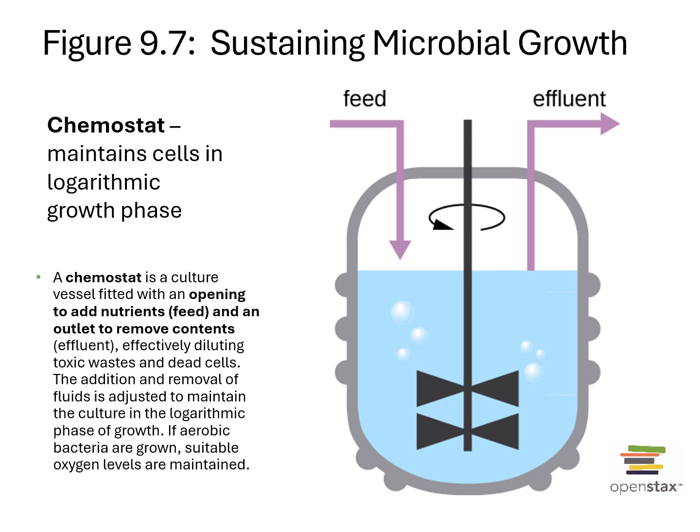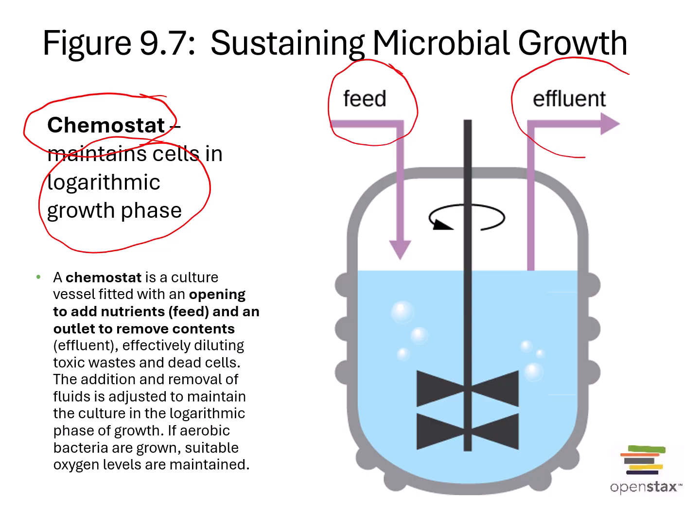Both in the lab and industrially, we generally want to keep cells alive and in the log phase of growth, so we use devices like chemostats, and chemostats continually add fresh nutrients and remove wastes and dead cells to sustain exponential growth.